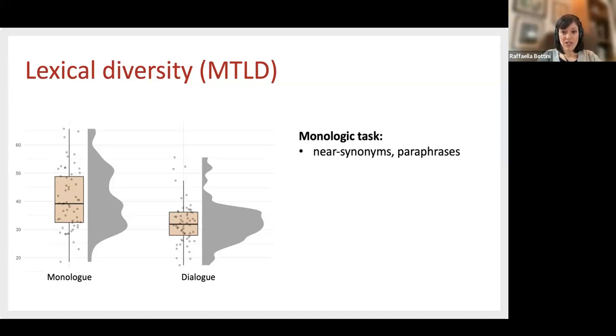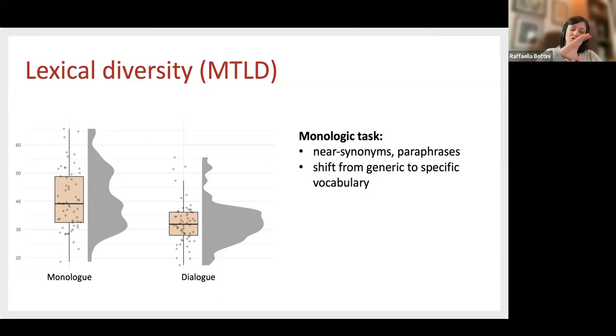Well, a possible explanation for this has to do again with the specific features of the monologic task represented in the Trinity-Lancaster corpus, where the monologic task is a presentation, a formal presentation, well, semi-formal to be precise, and learners are basically trying to impress their examiner. So they might use near synonyms, paraphrases, and they might try to avoid repetitions. Also, a presentation is usually structured into different sections.